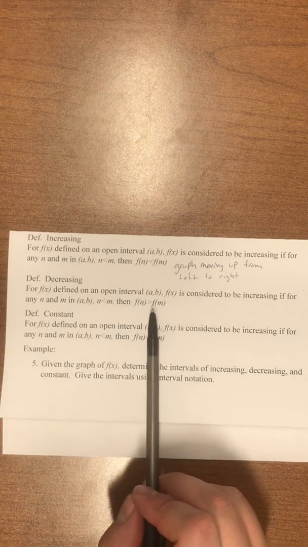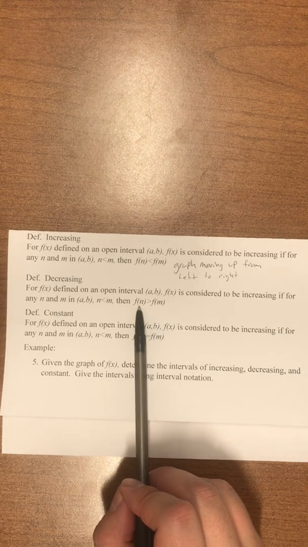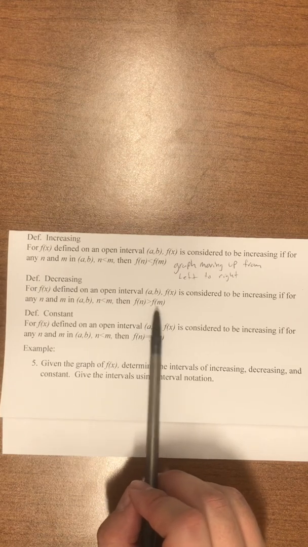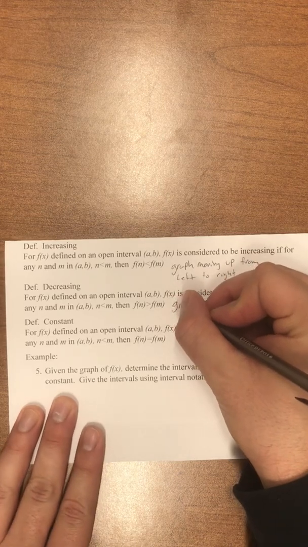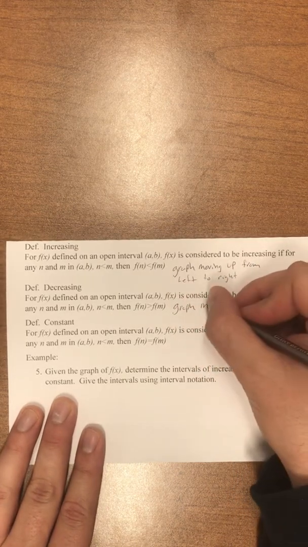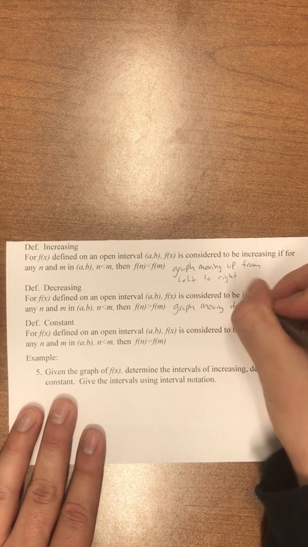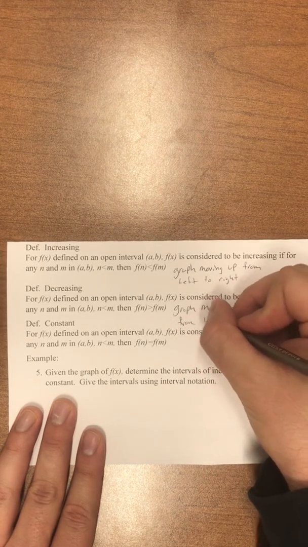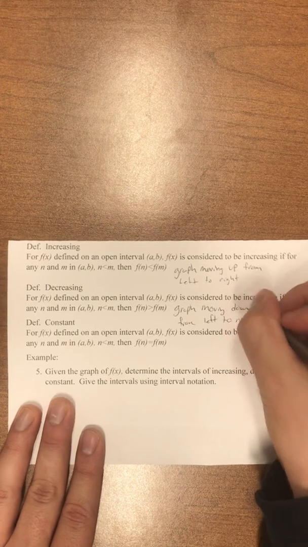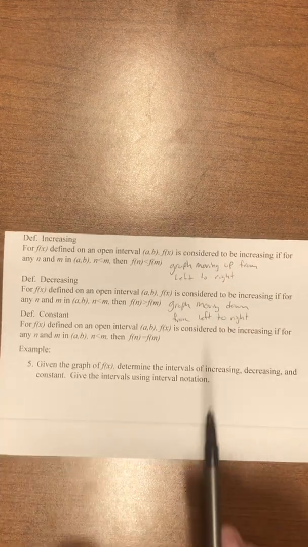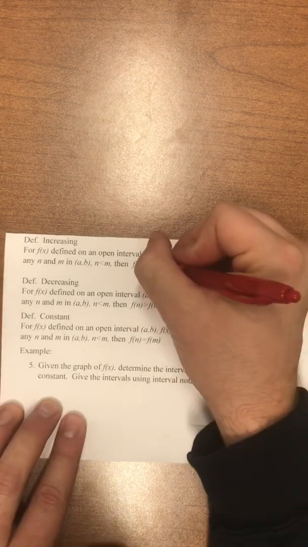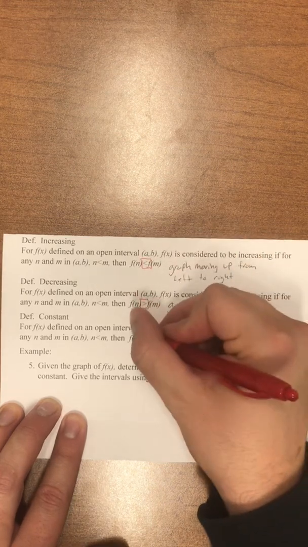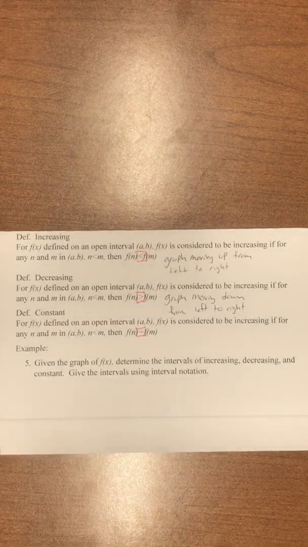Decreasing, the only thing that's going to change is that the y value for the smaller x value is greater than its next y value. So this means the graph is moving down from left to right. Now, if you look at the difference here for a constant interval, that just means the y values are going to be the same on that interval.